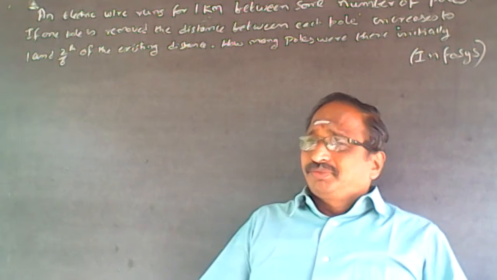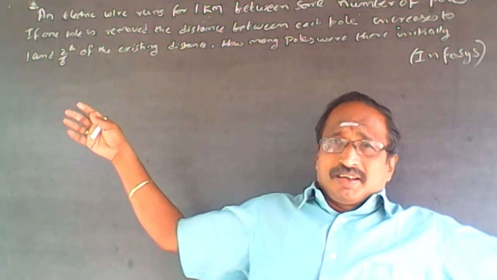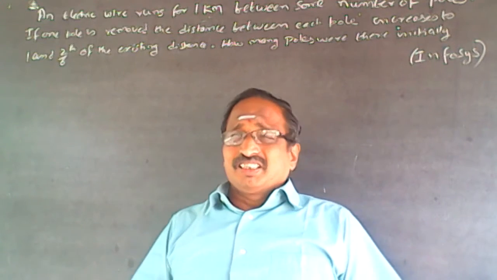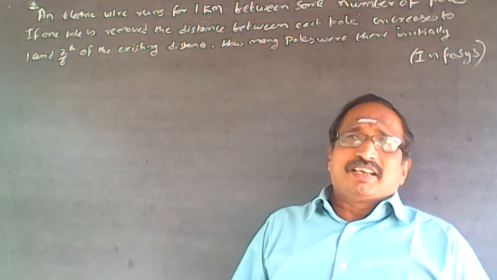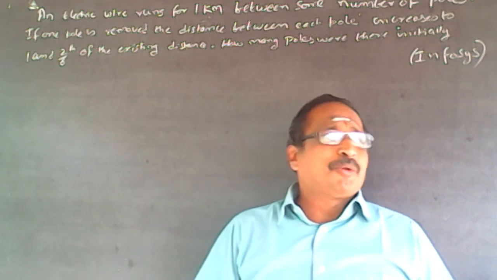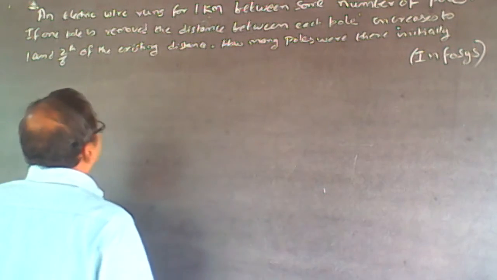So what happens is, an electric wire is going 1 kilometer distance. So there will be some poles in between. Suddenly they decide to readjust it and remove one pole. So what happens is, the poles will be like this.